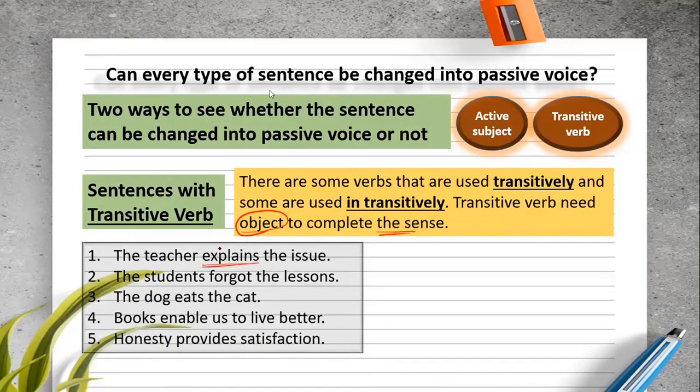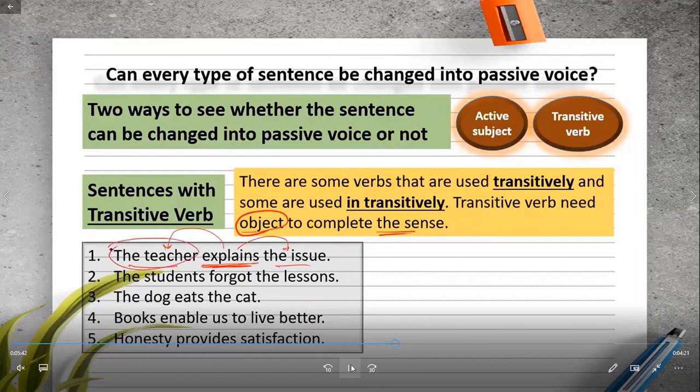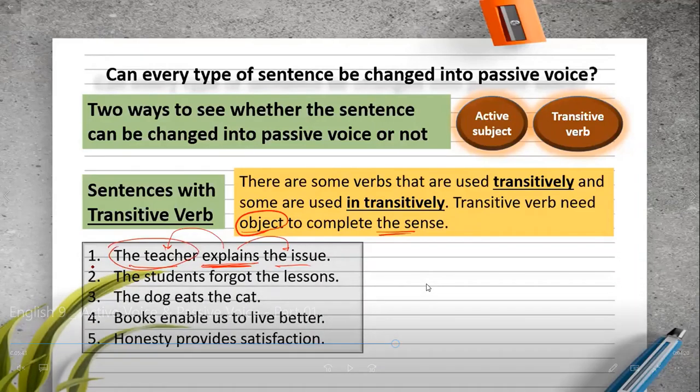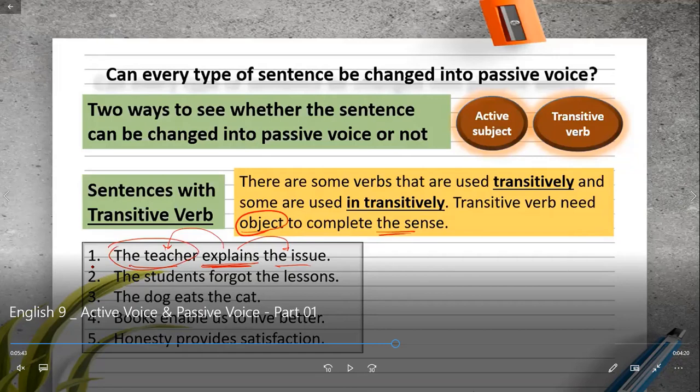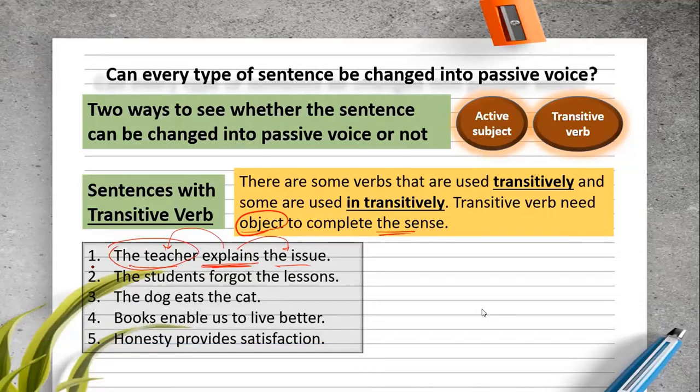The teacher explains the issue. What is being explained by the teacher? The issue. The issue is an object and the teacher is a subject. Explains is the verb and the issue is the object. Means the object is completing the sentence and it is giving us the clear meaning of the sentence.